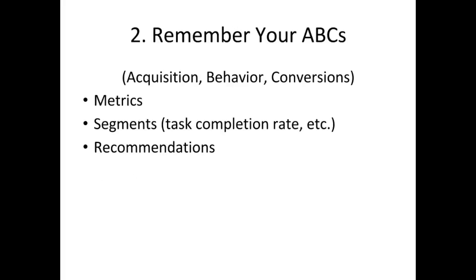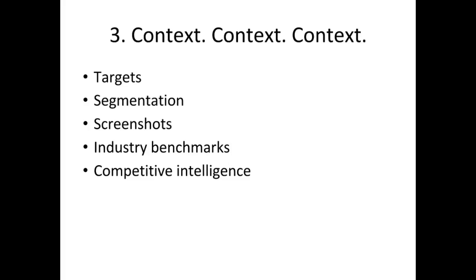Second, remember your ABCs. That's acquisition, behavior, and conversions, or if you like the ABOs, acquisition, behavior, and outcomes, same thing. Make sure that you're tying it back to the metrics. Make sure that you're still looking at segments, things like task completion rate. And again, make sure that you're making recommendations, something like business is going to take X, Y, and Z action to improve A, B, and C. So make sure that your recommendations cover all three: acquisition, behaviors, and conversions.